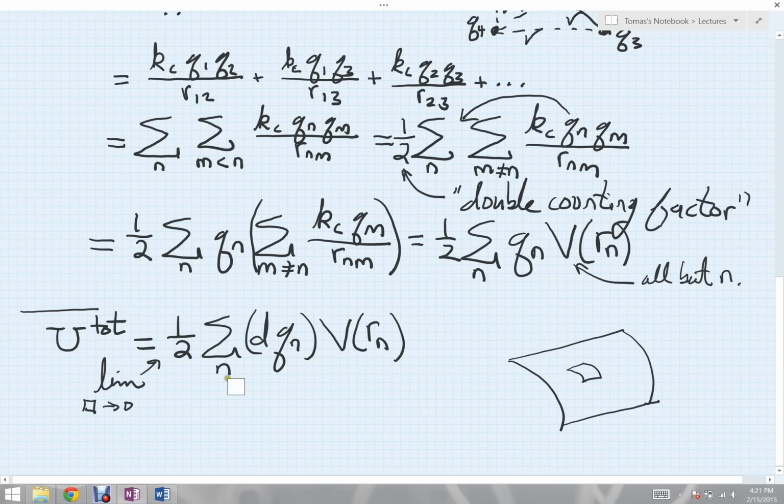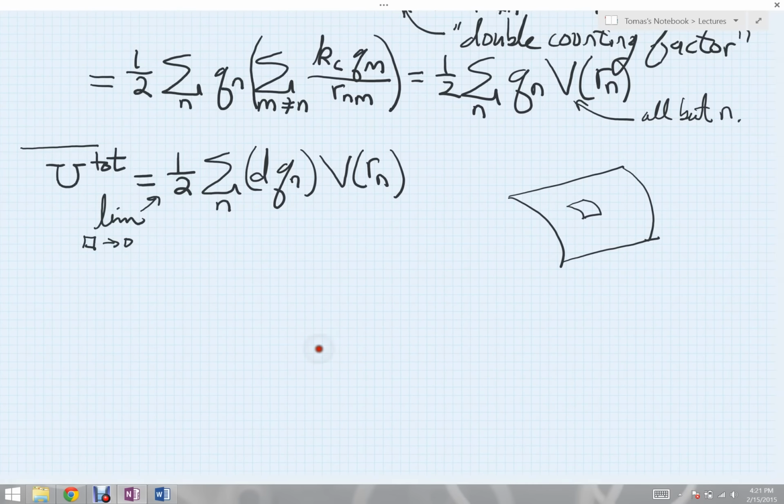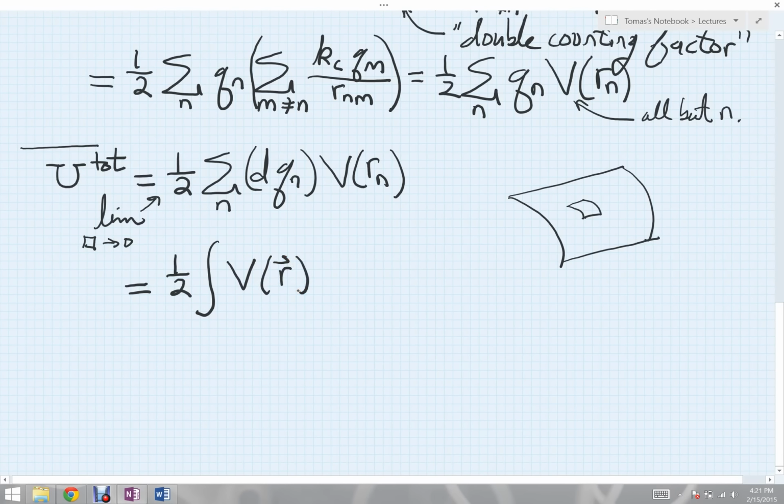And that kind of a summation clearly looks just like a Riemann sum for an integral, so that in the continuous case I would have this result: 1/2 the integral, the sum becomes the integral, V of n just becomes the potential at whatever location in space I'm considering, at location r, and then that would be multiplying my little amount of charge, dqn, which of course then just becomes dq.